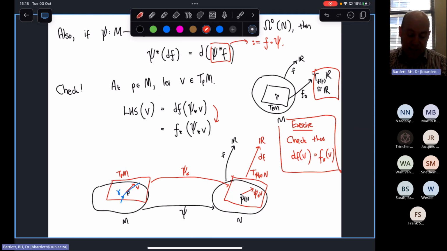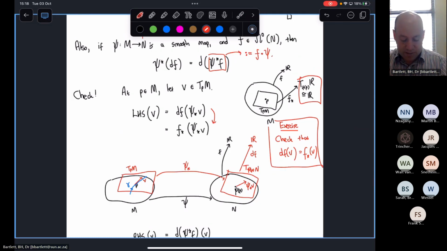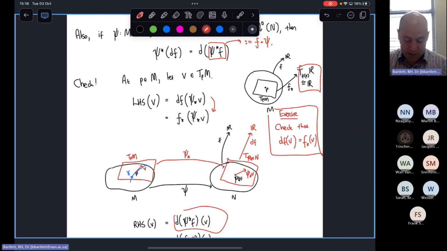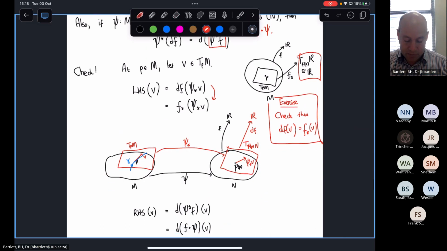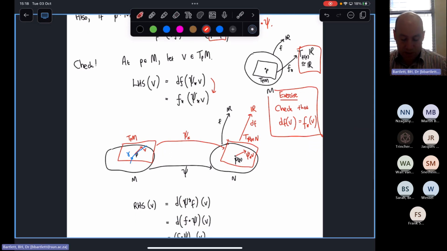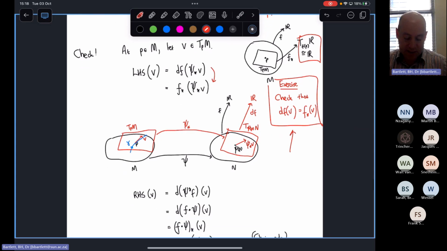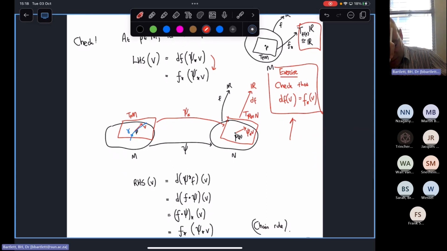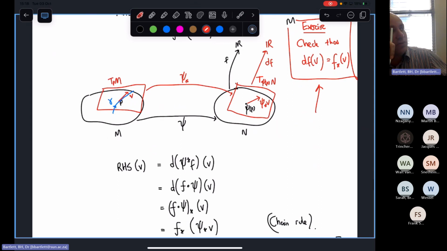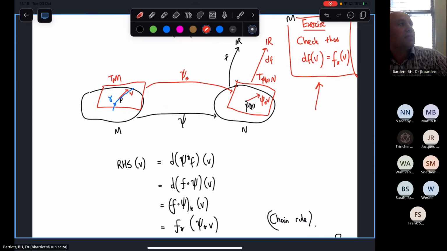So that's what the left-hand side is. What is the right-hand side? So the right-hand side is this by definition, which by definition of what the pullback of F is, it's just this. And now we use this exercise again to say that the differential of a function is just the push forward of that function applied to the vector. And now I use the chain rule for push forwards.